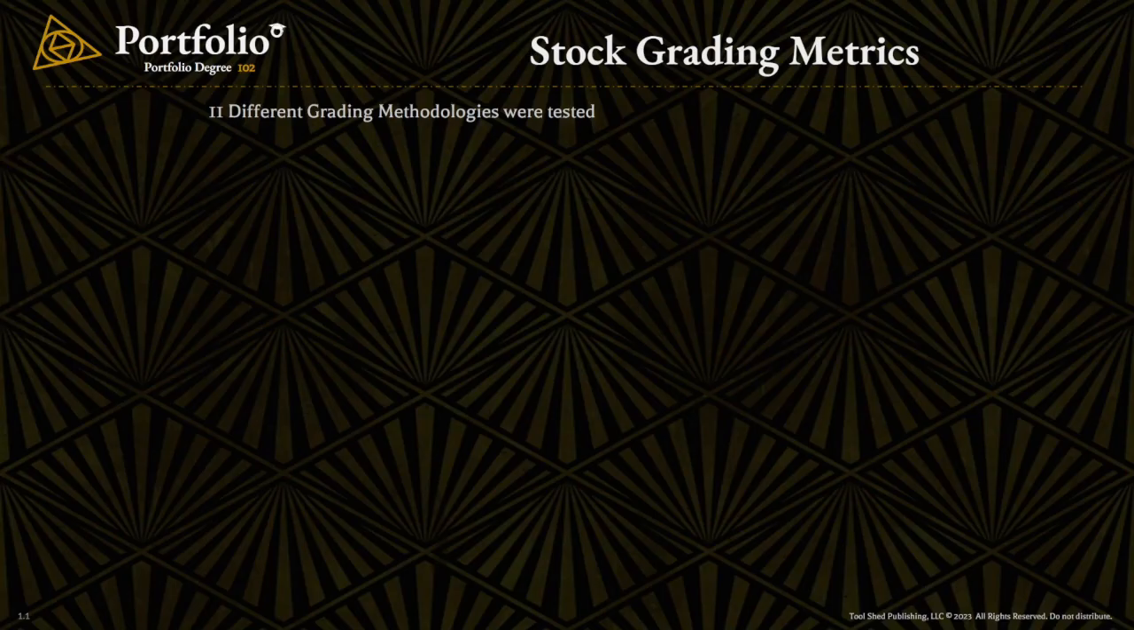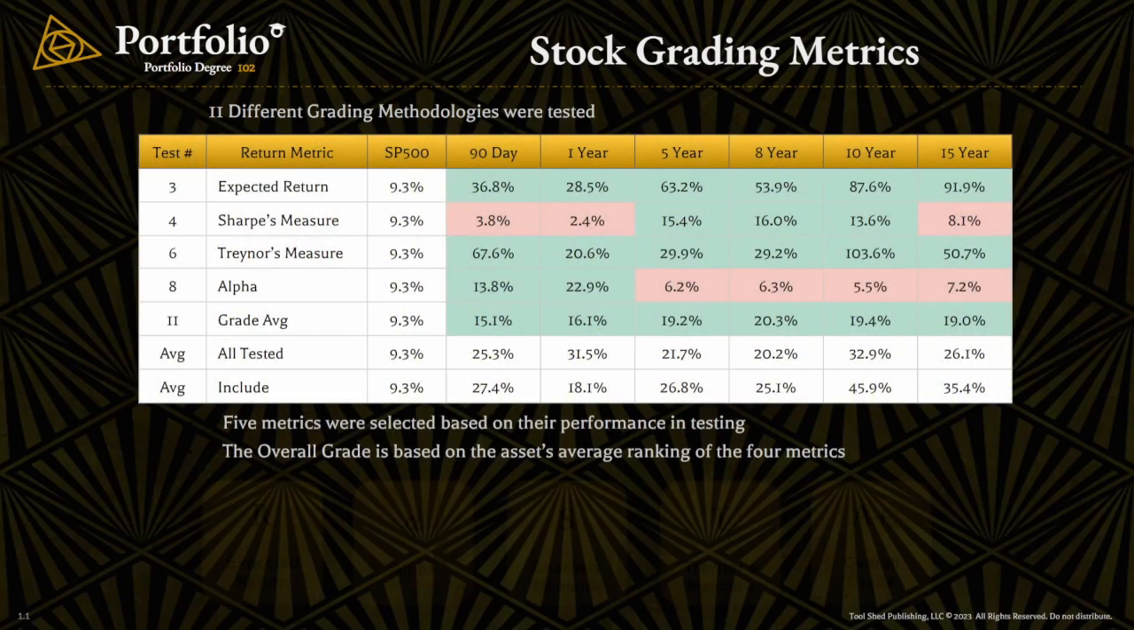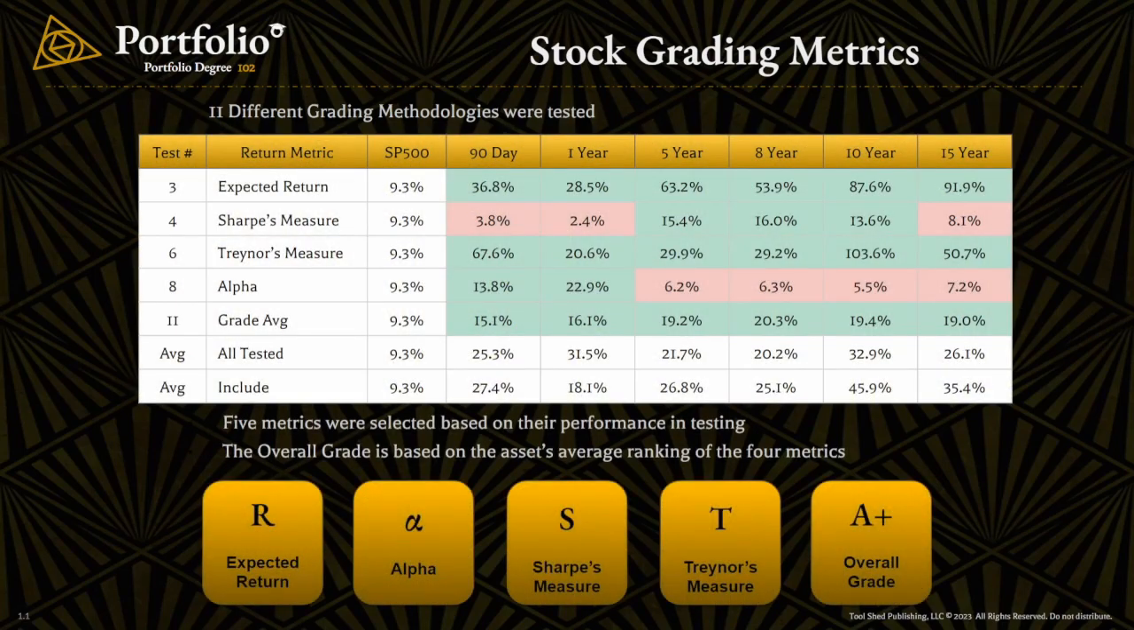Getting into the different grading metrics, there were 11 different metrics that were originally tested. We're not going to get into what every single one of those were, but we arrived at 5 that we feel best represented different investment strategies. Since some of those metrics are fairly common and others a little less so, we're going to walk you through what each of them are, what they mean, and how to apply them.